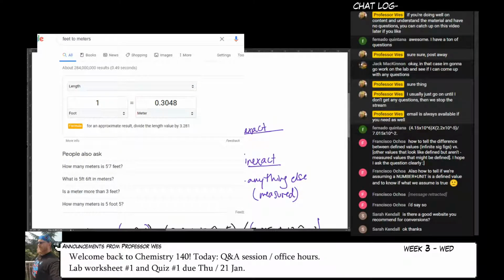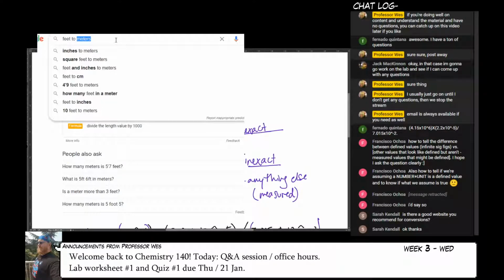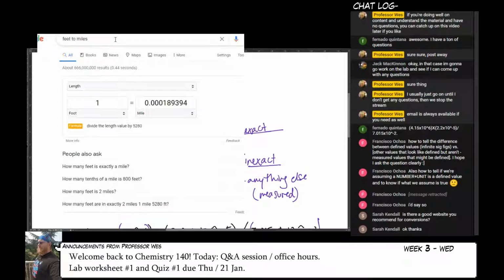And then what you can do is, if you didn't want meters and maybe you want kilometers, you can actually try any of these other units, and it will do that for you. You can just play around with it. And then maybe you want to do inches to meters or something like that, or feet to miles, and it will tell you. There you go. So stuff like that. So Google's really good for these sorts of things.